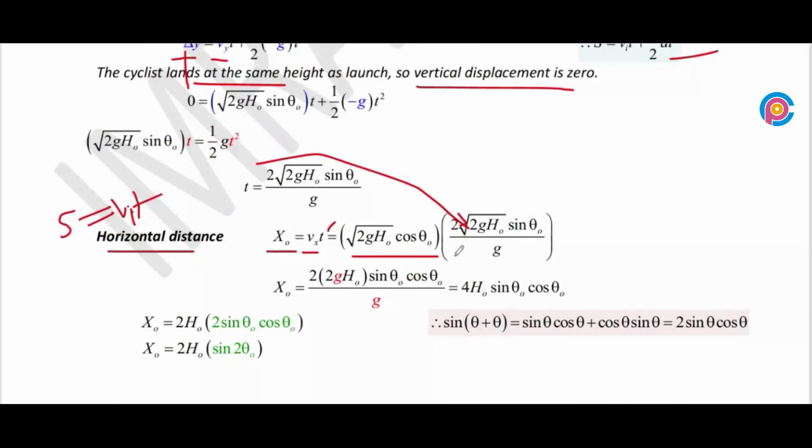So we can adjust both values. The square root simplifies to h naught, g is cancelled. Here the value is 4 h naught sine theta naught cos theta naught. We can write it in this manner: 2h naught times 2 sine theta naught cos theta naught, which can be replaced by sine 2 theta. So we can say x naught is equal to 2h naught sine 2 theta naught. So this is the horizontal distance covered by the cyclist.